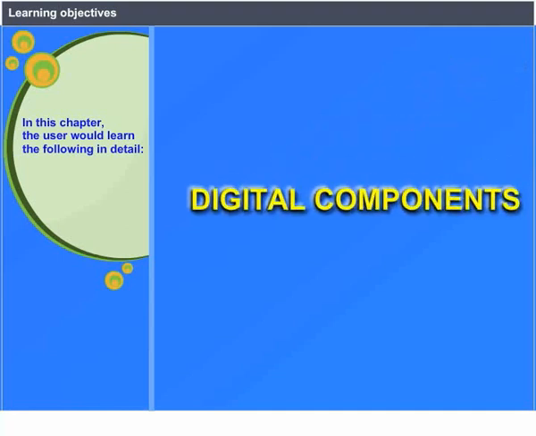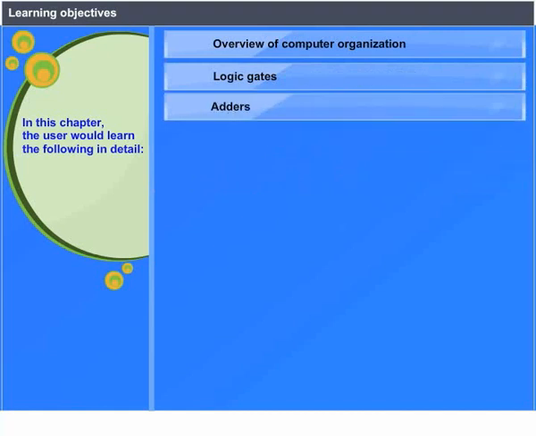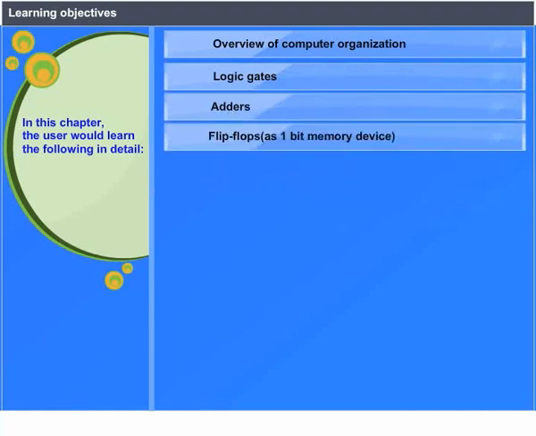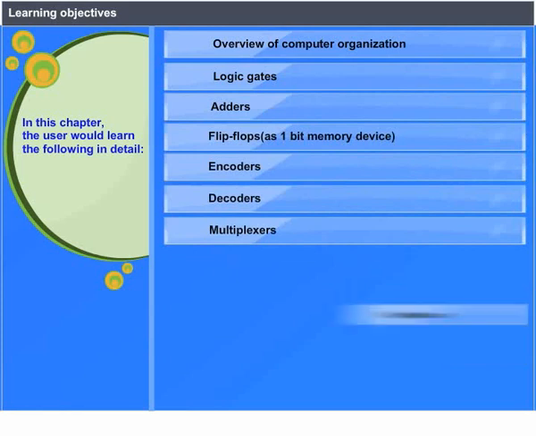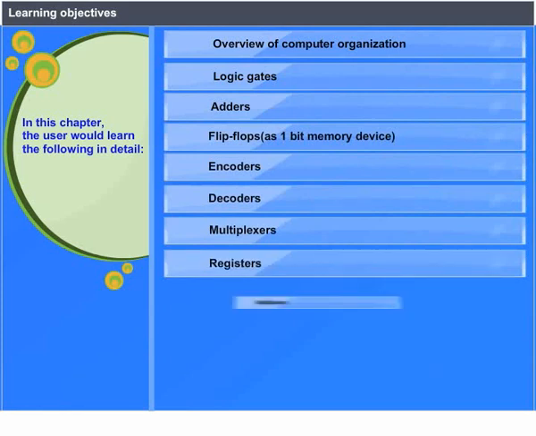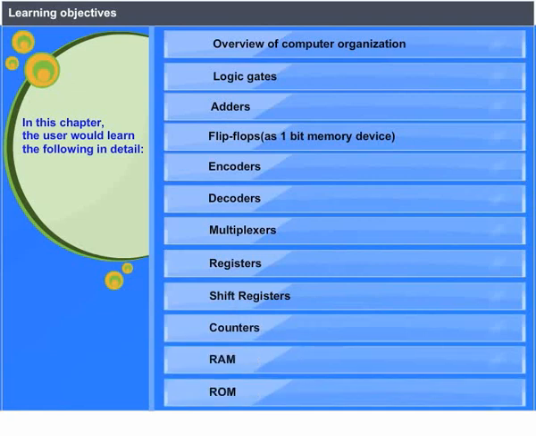Learning objectives. In this chapter, the user would learn the following in detail. Overview of computer organization, logic gates, adders, flip-flops as 1-bit memory device, encoders, decoders, multiplexers, registers, shift registers, counters, RAM, ROM.